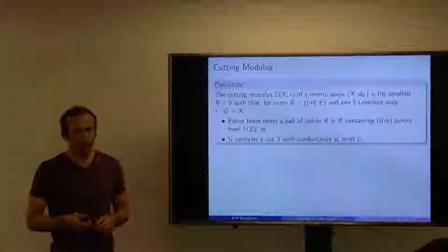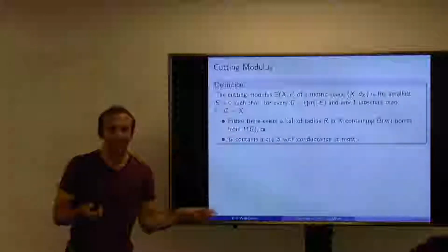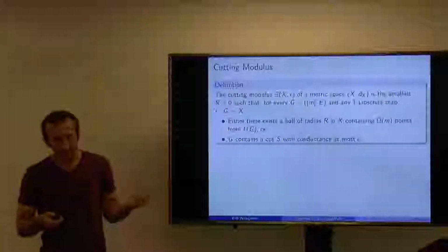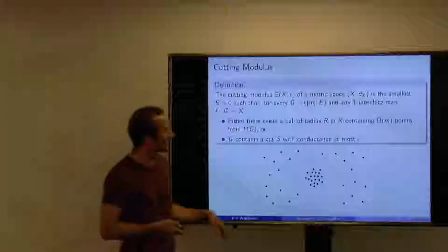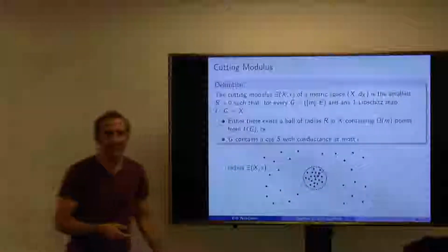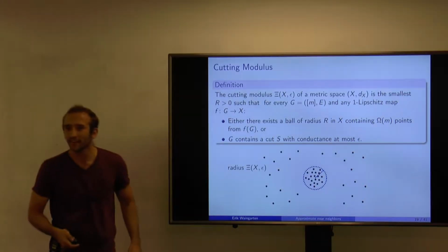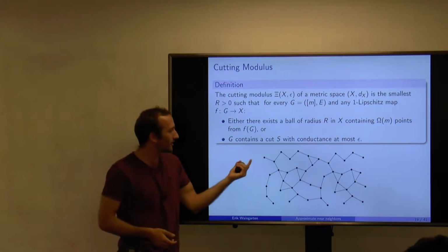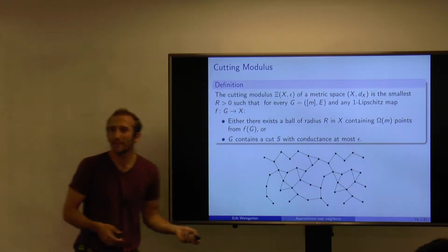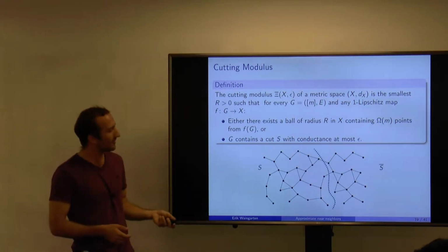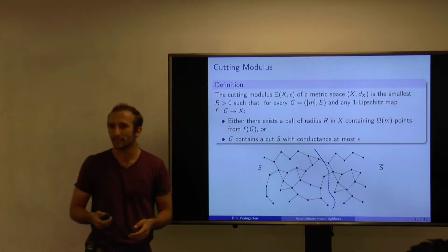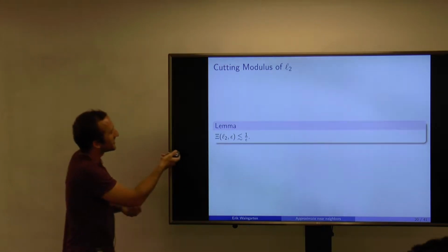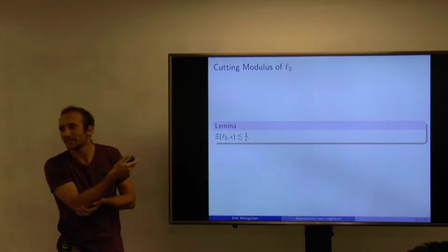Okay. Let me give you another way to think about this definition. It's really telling me two things. You give me any set of points, and either there's a dense cluster of points within distance given by this cutting modulus, or, if you give me points which are roughly spread out, then I define the graph where I connect points which are at distance at most 1. And what this definition is saying is that this graph must have a cut of conductance at most epsilon. Good, and in the previous two slides, what we showed was that the cutting modulus of L2 was 1 over epsilon.